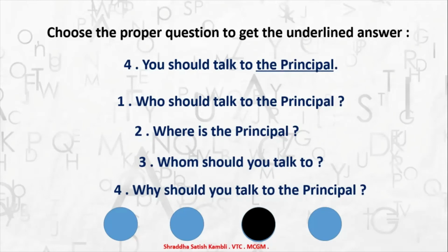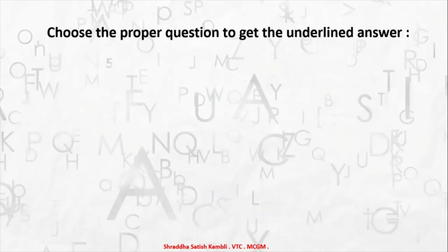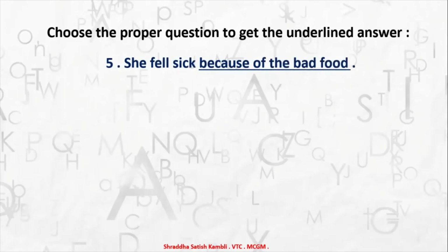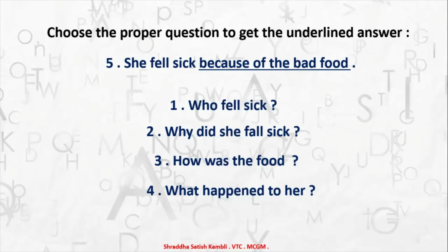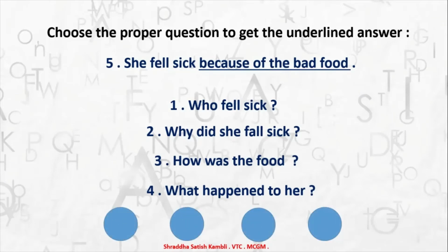Alright, then we come to the fifth one, the last example in this pattern. She fell sick because of the bad food. Now, because of the bad food is the reason. So, which word will be used when you're talking about reason? Who fell sick? Why did she fall sick? How was the food? What happened to her? So, which one will be the correct one? It will be the second one. Why did she fall sick? She fell sick because of the bad food. She ate something wrong and she fell sick.